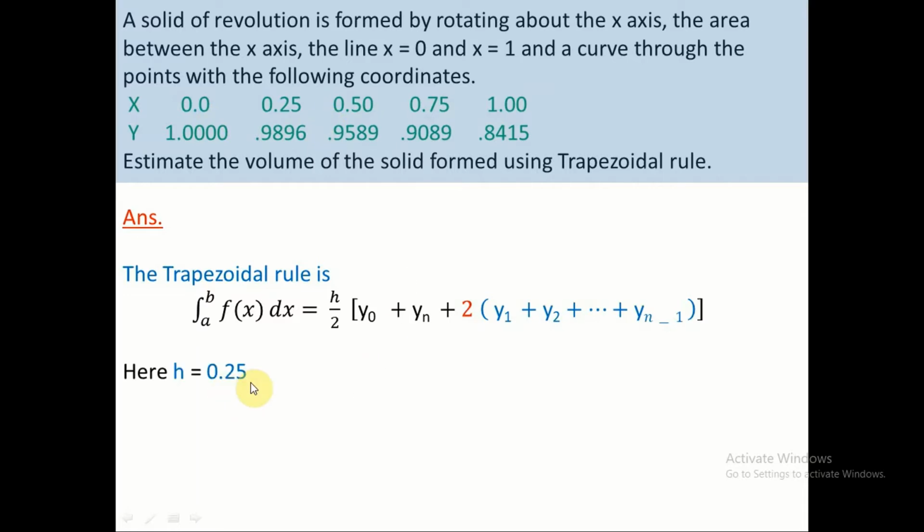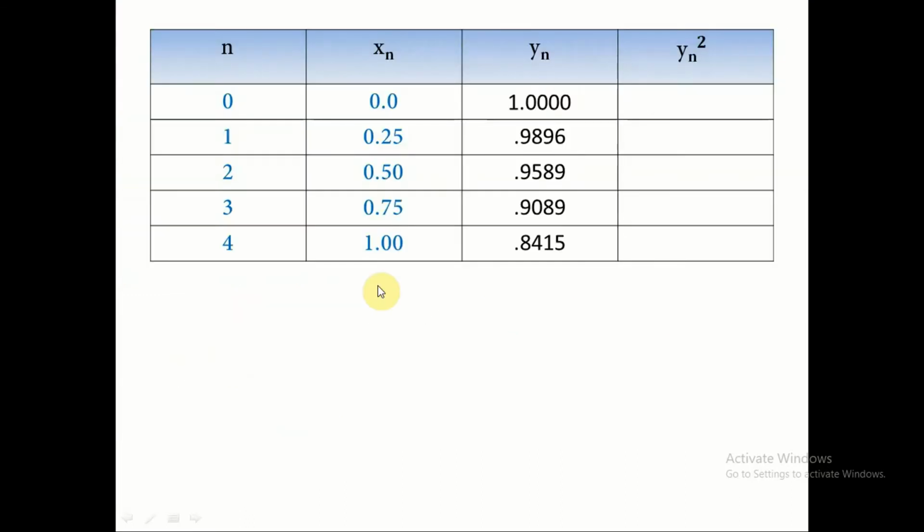Now we have to write the formula of the volume. Here it is given that a solid of revolution is formed by rotating about the x-axis. So the volume V equals pi into integral 0 to 1 y square dx. Now let us make a table containing these 4 columns: n, xn, yn and yn square. The integrand function is yn square. That's the reason why we take this column. Squaring these values, we get the yn square values. These are the yn square values.